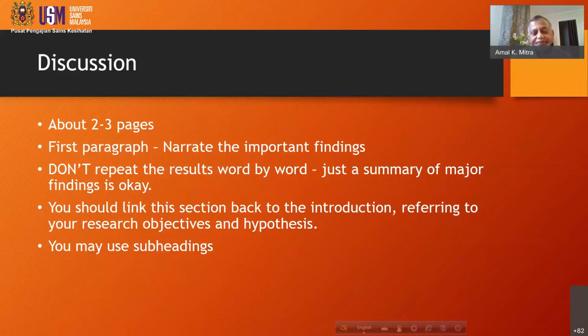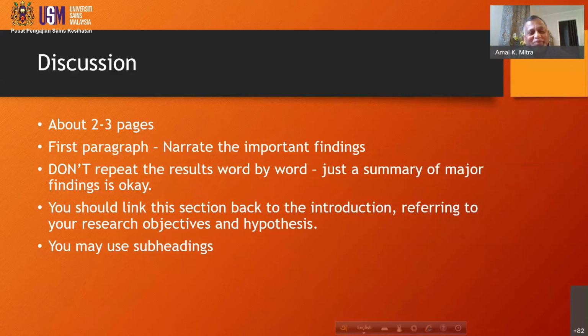Is it because their method was different? Is it because their study was small, yours is bigger? You cannot say their study was big and yours is small, so you didn't find this. And that also an important thing.